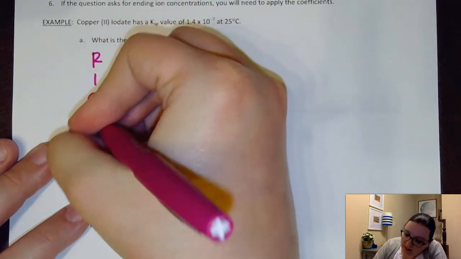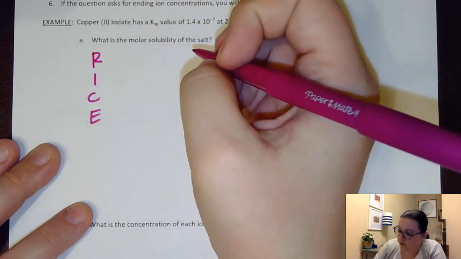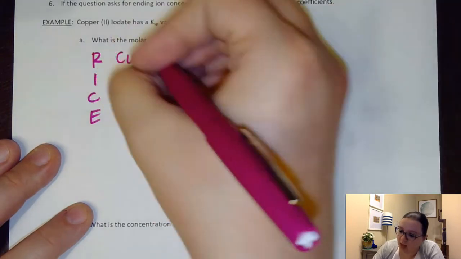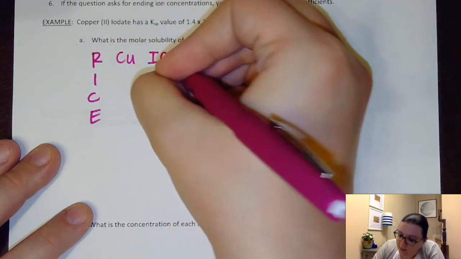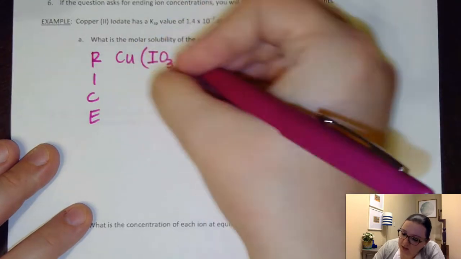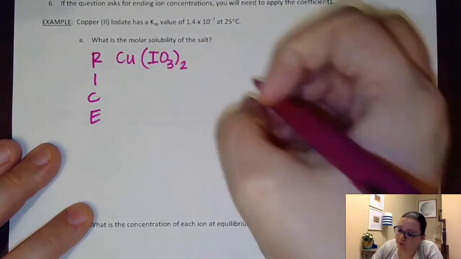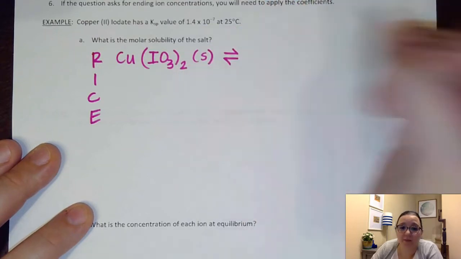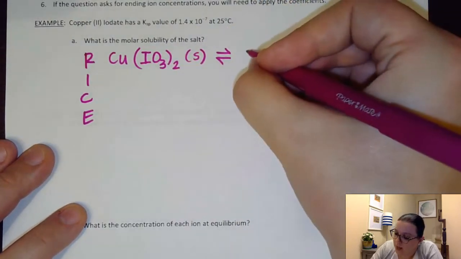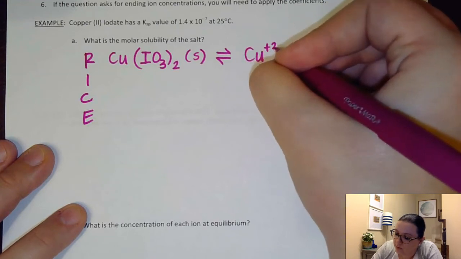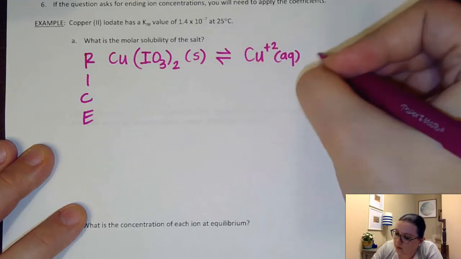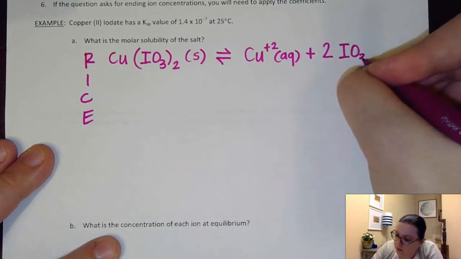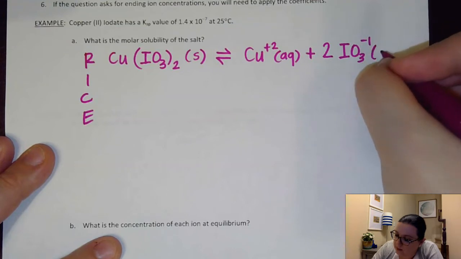A RICE table. It tells me I have copper(II) iodate. Copper is Cu. If it's going to have a +2, the iodate, IO3, is -1, so I'll need 2 of those to cancel out the copper's charge. That is solid. I'm going to put my double arrow for my equilibrium. We're going to have copper +2 aqueous, and then 2 of the IO3s, the iodates.